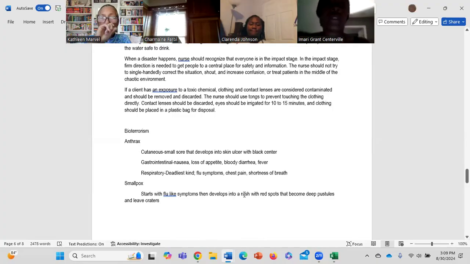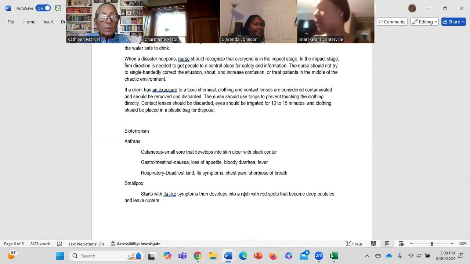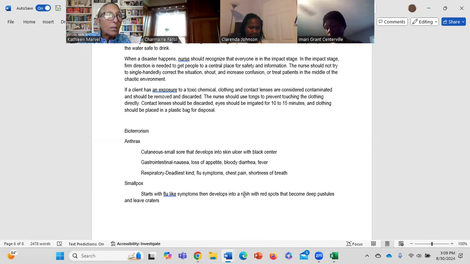When disaster happens, we have to recognize that everybody's going to be in the impact stage. Okay, the impact stage is about safety. Getting people to safety. Where are they going to get their information on what's next? What's the status of the community? Where to go to get information, where to go to get medication, where to go to get safe drinking water. Okay, it's a very chaotic environment, that impact stage, but working in the community, you will be intimately involved in that impact stage.